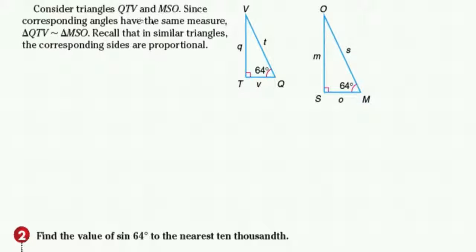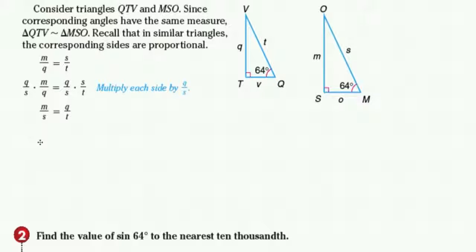Consider the triangles QTV and MSO. Since corresponding angles have the same measure, we know that triangle QTV is similar to triangle MSO. Recall that in similar triangles, the corresponding sides are proportional. So in this case, when we have side M and side Q, they're both proportional. So M over Q is equal to S over T. So if we multiply each side by Q over S, M over Q times Q over S equals Q over S times S over T, you end up with M over S equals Q over T, because we cancel the Q and cancel the S.